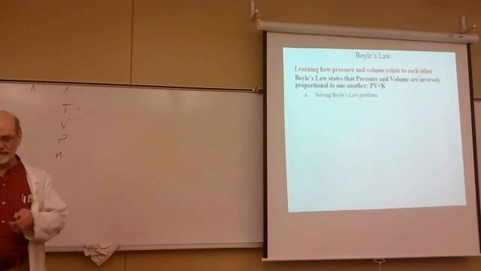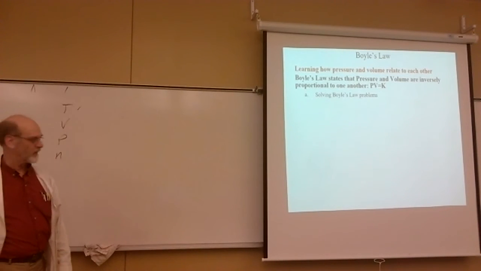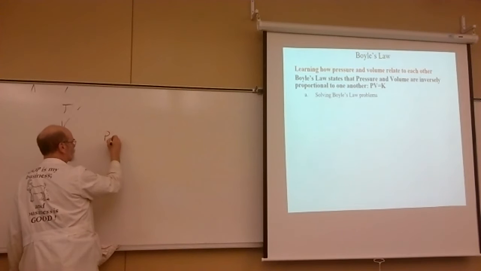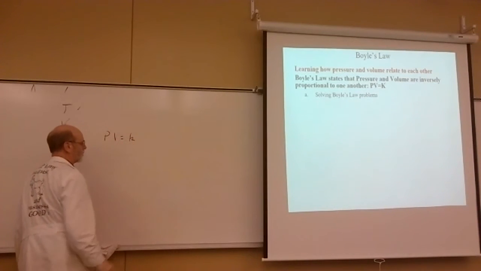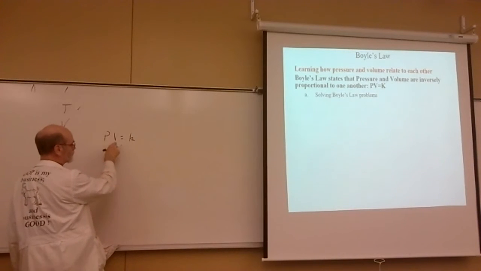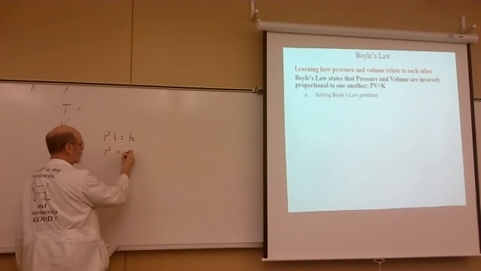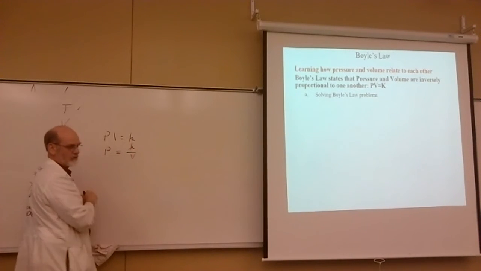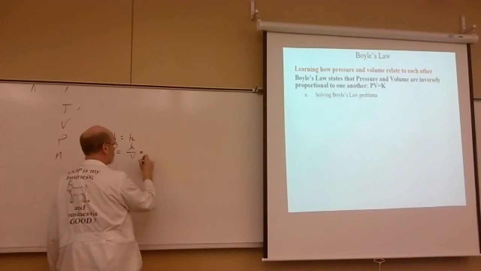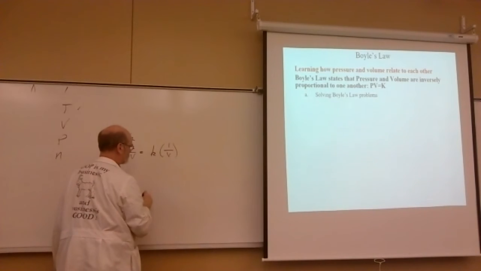I hope I've said this before. Scientists hate curves. If we can always get them, we'll take a straight line any day. So if we have pressure times volume equals a constant, how do we get a straight line out of that? Well, what if we put the volume on that side? Pressure equals K over volume. Let's factor out the volume. So K times 1 over volume.